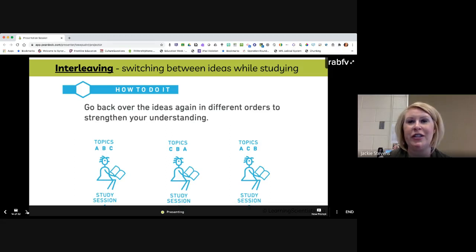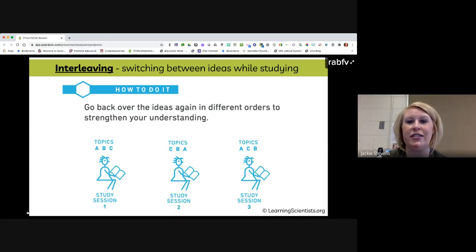And a lot of the research says that students feel much more uncomfortable when they are studying with interleaving, and they feel like they're not understanding the material as well as somebody that is chunking it. But actually they're learning it much better. So in this graphic, you can see the first time you study, you would study topic A first, then topic B, then topic C.